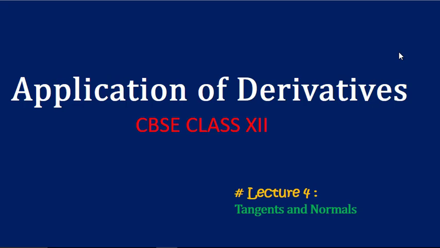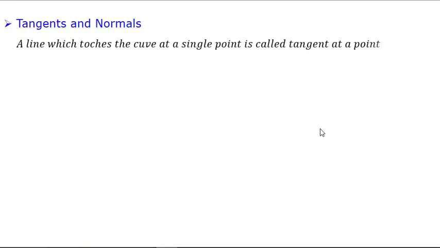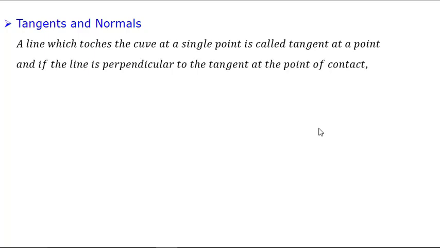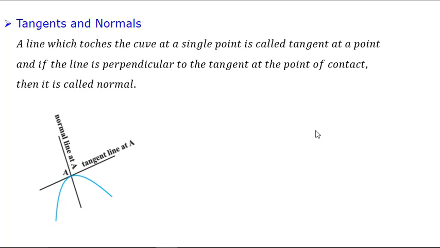This is Rajesh. In this lecture, we are going to see the next application, which is tangents and normals. A line which touches the curve at a single point is called tangent at a point, and if the line is perpendicular to the tangent at the point of contact, then it is called normal. You can see in this graph there is a curve, and at point A we have drawn a tangent and a normal at the point of contact A.